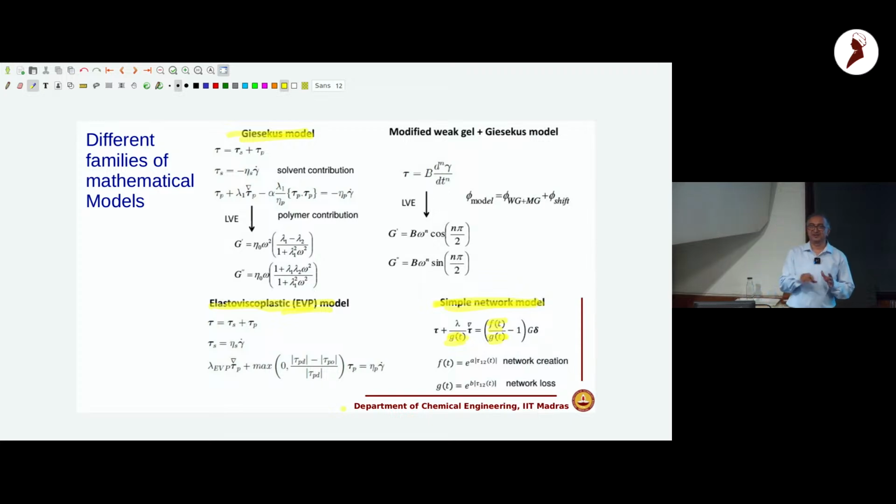So these are the different classes of models that we use alongside the LAOS measurements to try to see which one of them corresponds to the experimental measurements, and whether we have any hypothesis for the mechanisms in the material which matches with these mathematical models. So that has been the exercise.